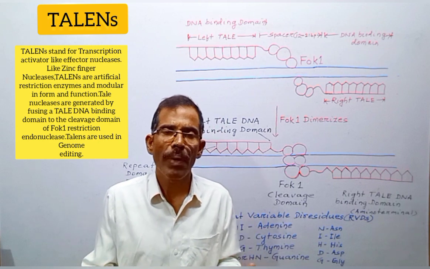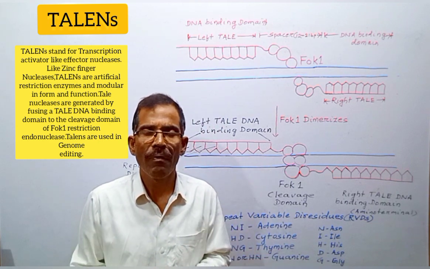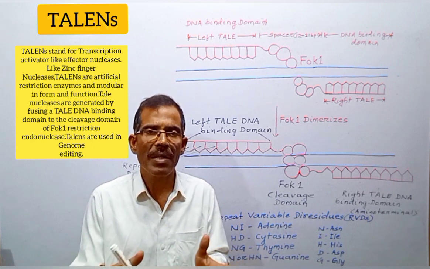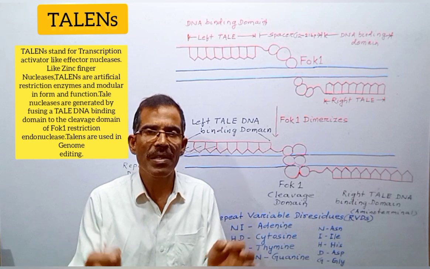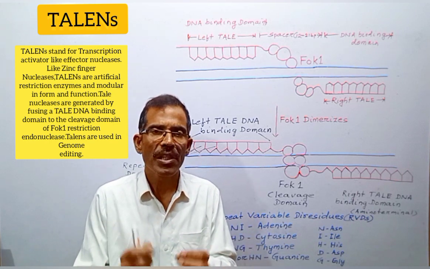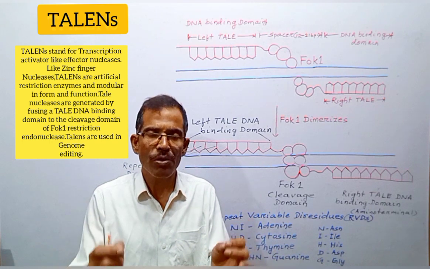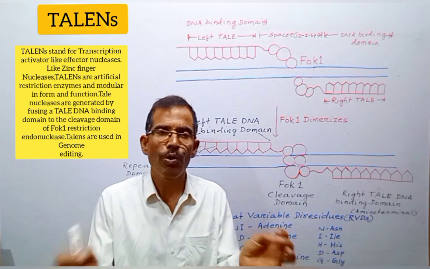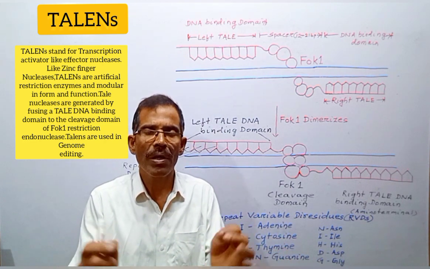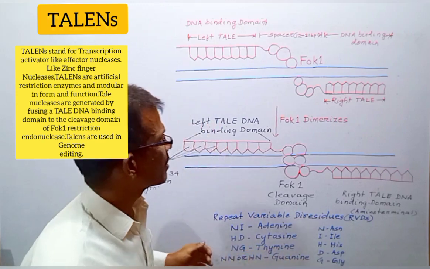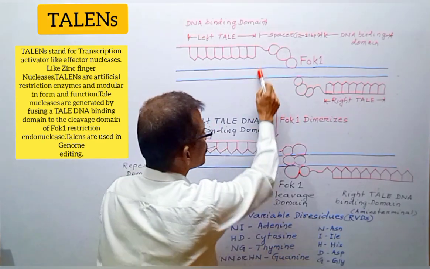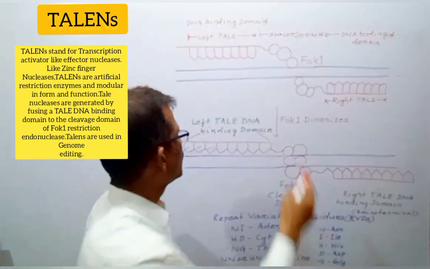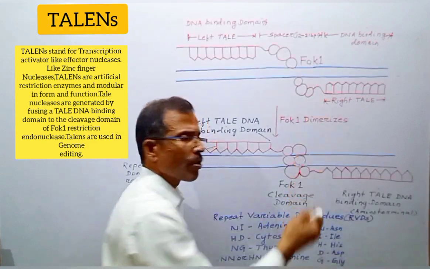The cleavage domain of TALENs is derived from FokI restriction endonuclease. The cleavage domain cuts the DNA within a spacer sequence. Like zinc finger nuclease, TALENs also function as dimers. Dimerization of TALEN proteins is mediated by the FokI cleavage domain, which cuts the DNA within a 12 to 19 base pair spacer sequence that separates the two flanking TAL DNA domains.